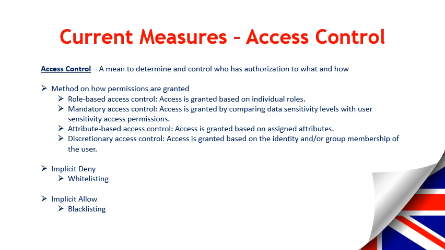Attribute-based access control: access is granted based on assigned attributes. Discretionary access control: access is granted based on the identity and/or group membership of the user. There is implicit deny, which is similar to whitelisting, and then implicit allow, which is similar to blacklisting.